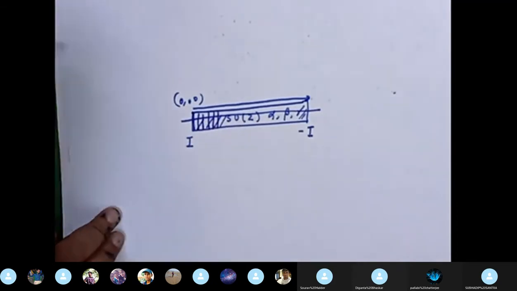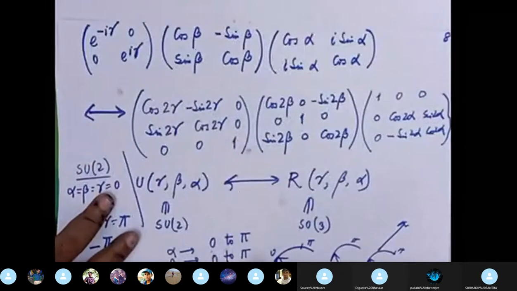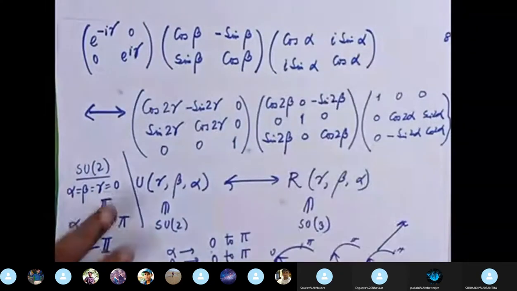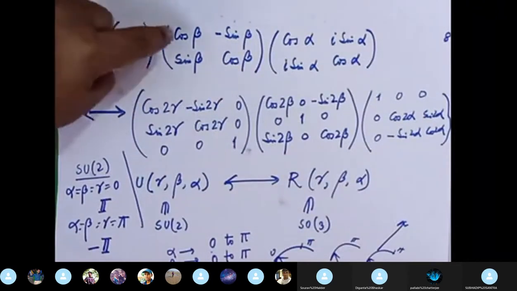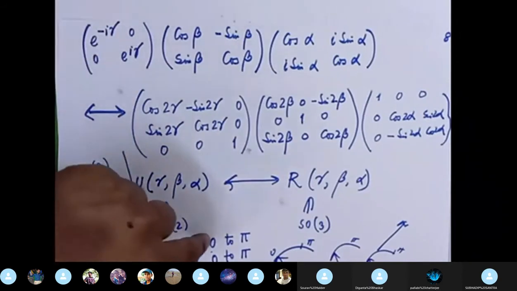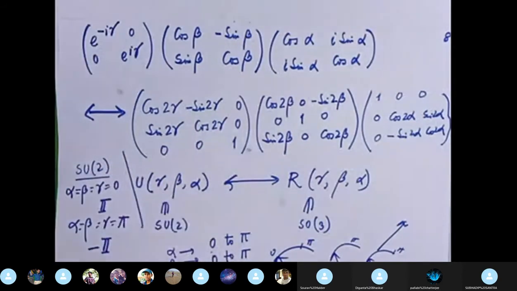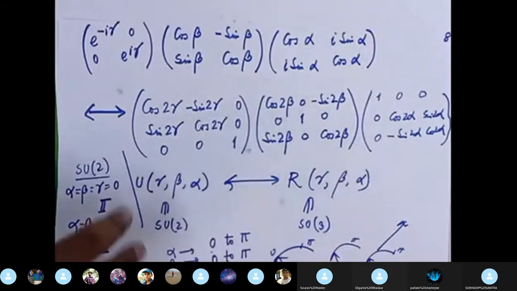Is it clear? You vary alpha from 0 to pi, and half of the SU2 group elements will be generated. This is because the periodicity of these functions here is 2 pi. So if you move from 0 to pi, only half a period you have covered. To come back to the same position, it has to move from pi to 2 pi.